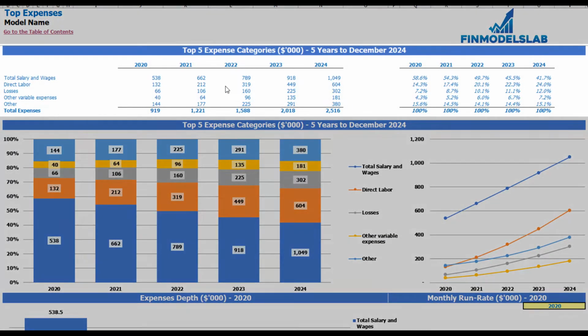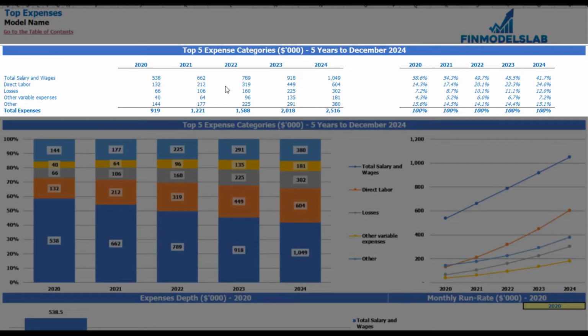On the top expenses tab, you may find the breakdown of the top 4 expense categories, and all other expenses collapsed into the other category. You may see the breakdown of absolute values by years with the total below, and also to the right you may see the percentage breakdown of these expenses.